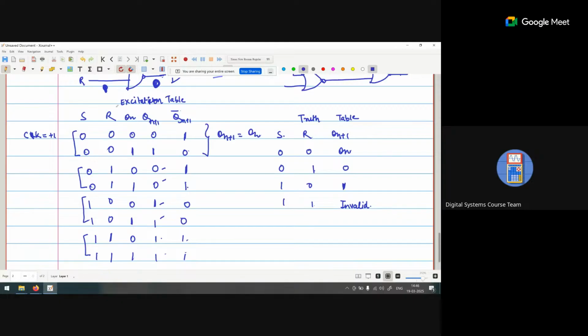Now here we can say it is a reset condition. Why? Because the output is 0. When we apply R as a 1, we are getting output as a 0. That means it is a reset. When S is 1, output is 1, so it is called the set condition. So Qn plus 1 is Qn, reset, set, and the invalid.